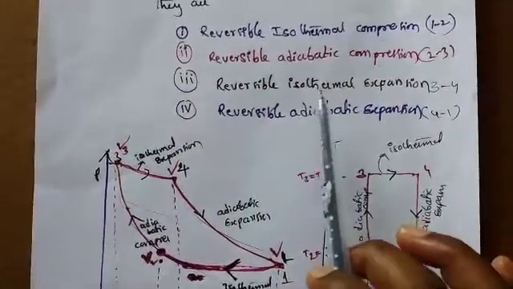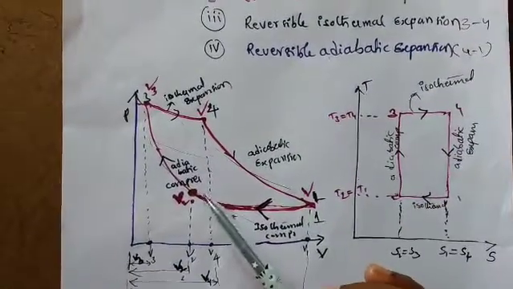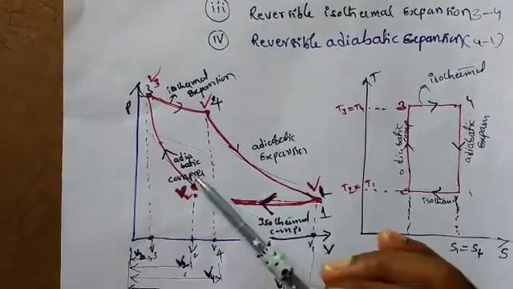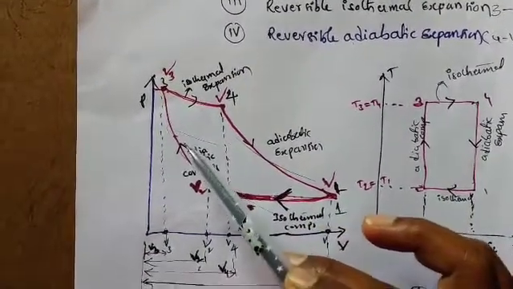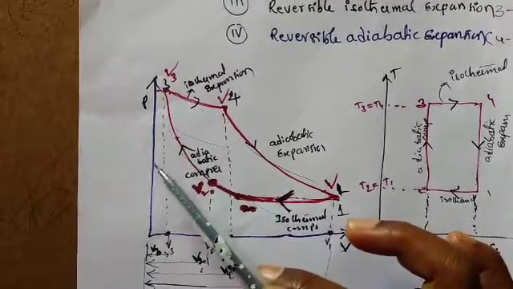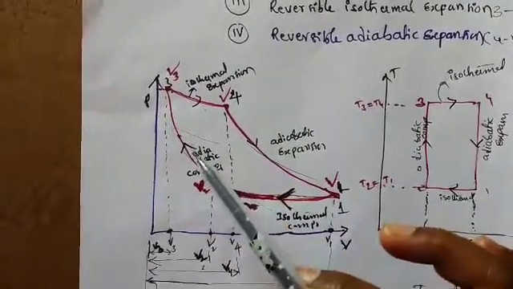Next, the second process. What is the second process? Reversible adiabatic compression, that is 2 to 3. In an adiabatic process, it is a curved line in the PV diagram. 2 to 3 is an adiabatic compression process. So the arrow symbol must be towards the vertical axis and it should be a curved line. 2 to 3 is a curved line.